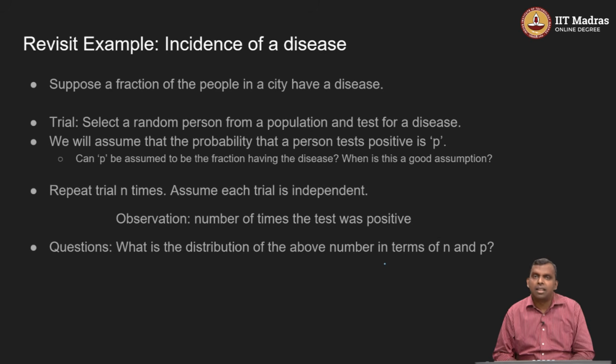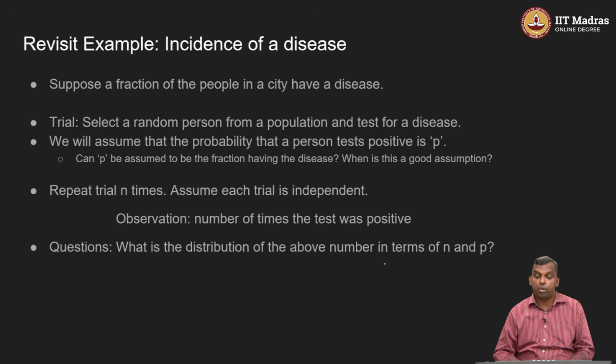Think about it. It's not too bad if you pick the people at random. You don't cluster yourself up anywhere. You pick them up at random in different places. Then it's probably a pretty good assumption. Now we repeat the trial n times, and you assume each trial is independent. You have a repeated independent Bernoulli p trial, isn't it? So now we are closer to modeling the incidence of a disease in this framework.